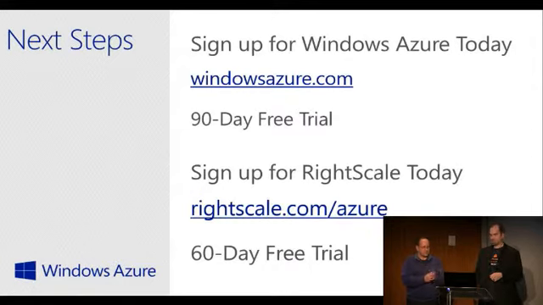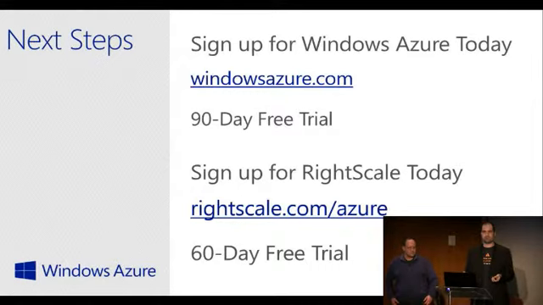And then for RightScale, we offer a 60-day free trial, so you should check that out if you're not already on it. I think the majority of you are. But there's also a free account level where you get 2,000 RCUs, which is a compute unit that we measure our server usage by. 2,000 per month, and you can check out rightscale.com/Azure for more details on how to sign up for that.